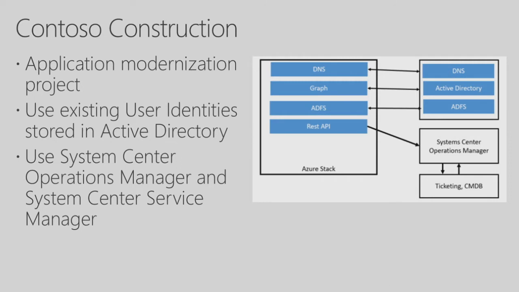Contoso Construction is a company that acquired Azure Stack for an application modernization project. They're deploying Azure Stack physically connected, but using Active Directory identities for authentication on Azure Stack. They will also use their existing System Center deployment to retrieve alerts and forward those alerts to their connected ticketing system. This is really to set the stage, because we're going to work in this scenario throughout the entire session.